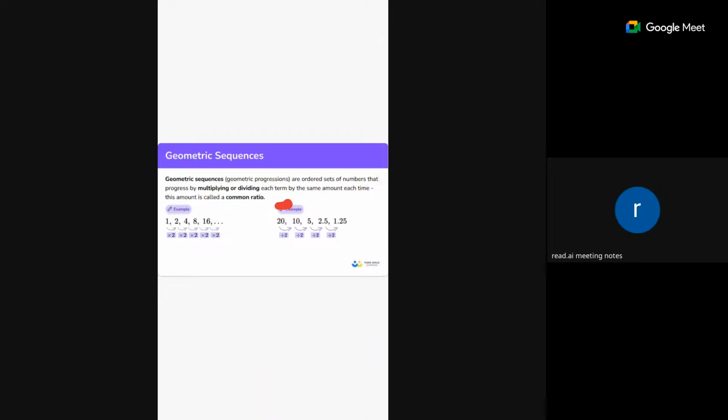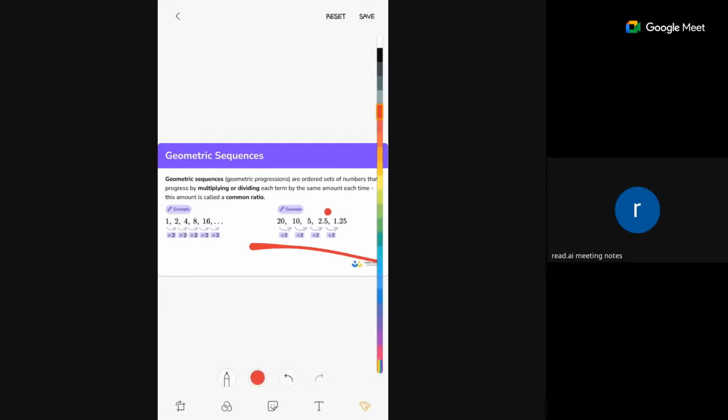Check the second one too. We have 20, 10, 5, 2.5, 1.25. By the time you check it, you see that I will have the same thing. 10 divided by 20, I'm going to have 1/2. Then 5 divided by 10, I'm going to have 1/2. If you check it, you see that my common ratio is still constant. It shows that it is a geometric progression.